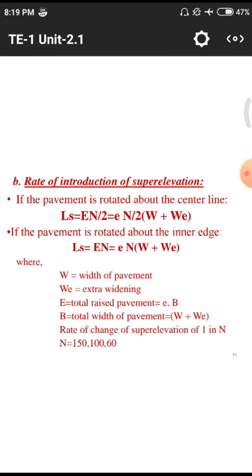Wv is the extra widening, which can particularly depend upon mechanical widening and other things we have to consider here. Wv plus W, where W is the normal width of the pavement. Wv equals extra widening, which is equal to mechanical widening plus physiological widening. Those two things are involved here.